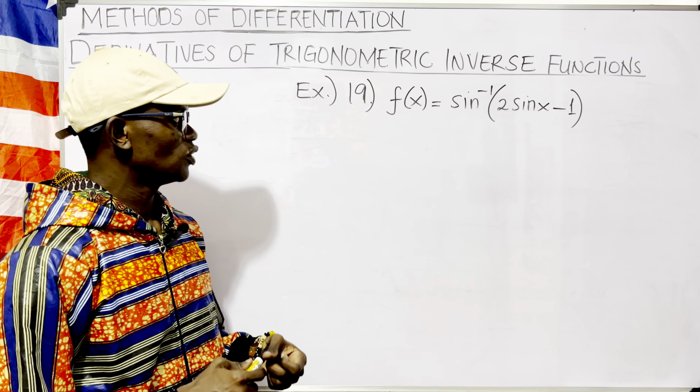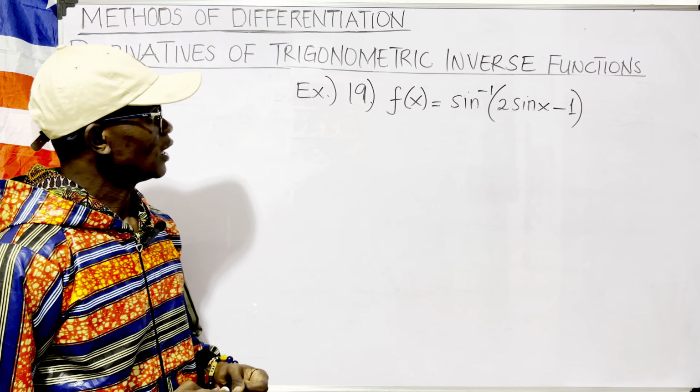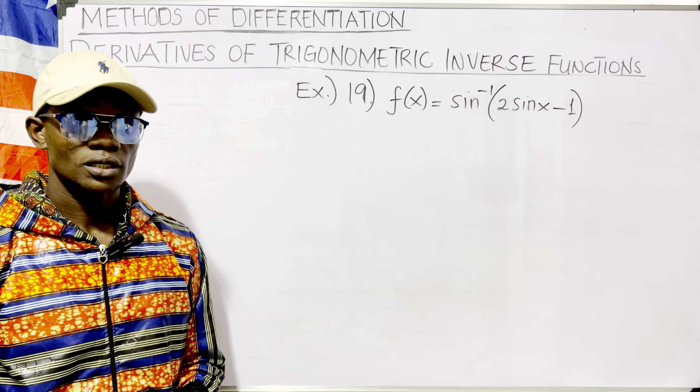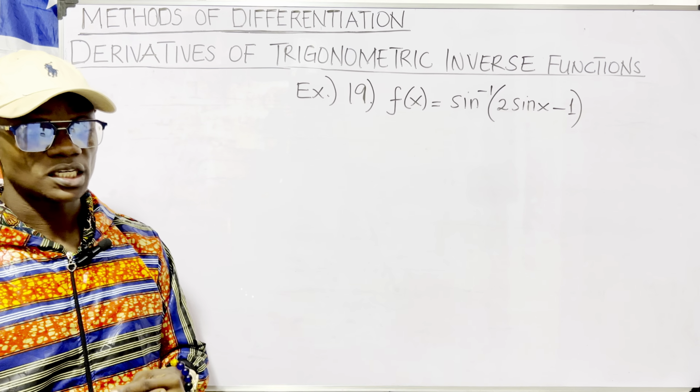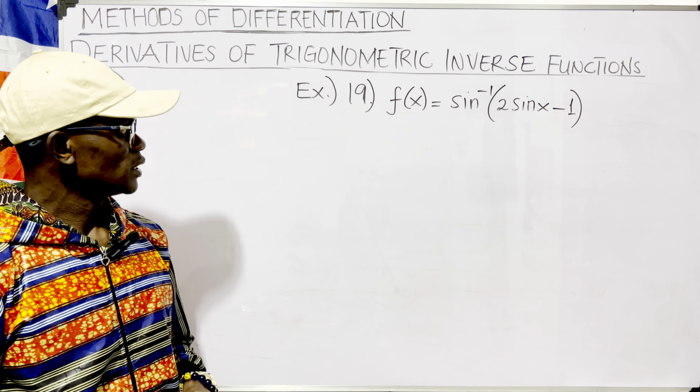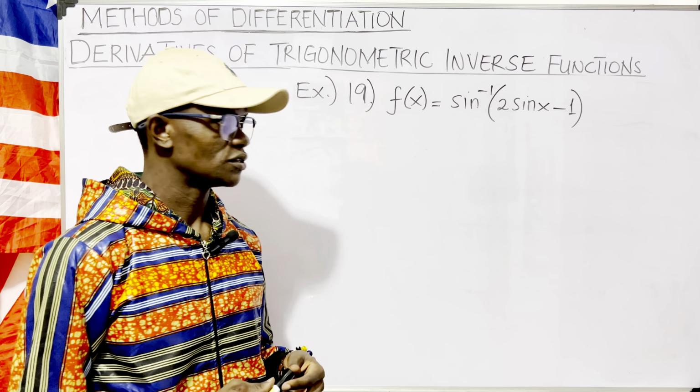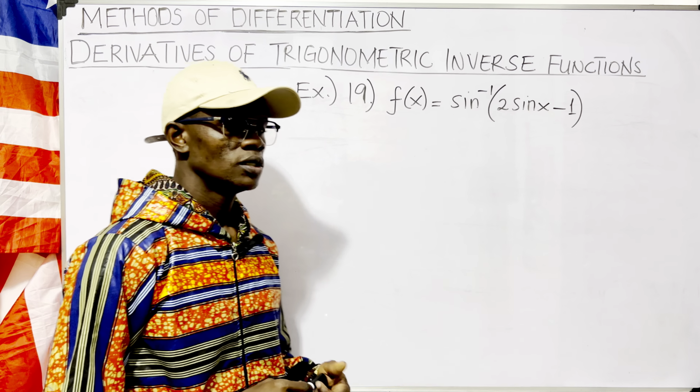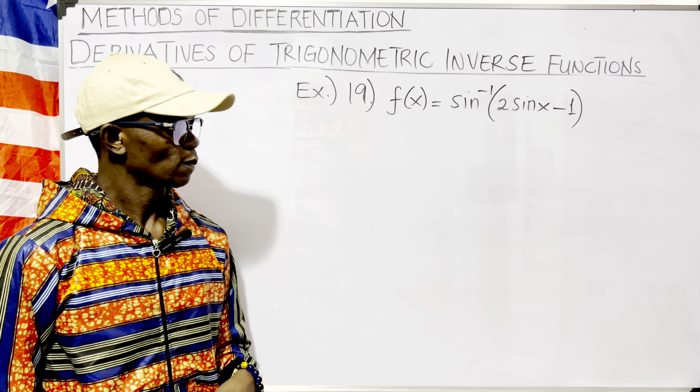So this is question number 19 in our lesson on finding derivatives of trigonometric inverse functions. The question says f of x is equal to sine inverse of 2 sine of x minus 1.